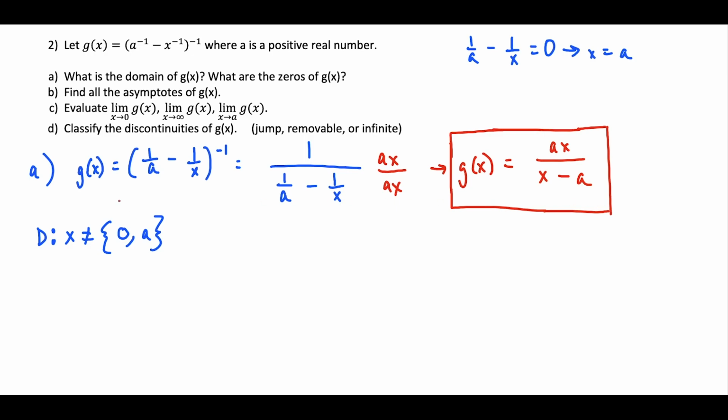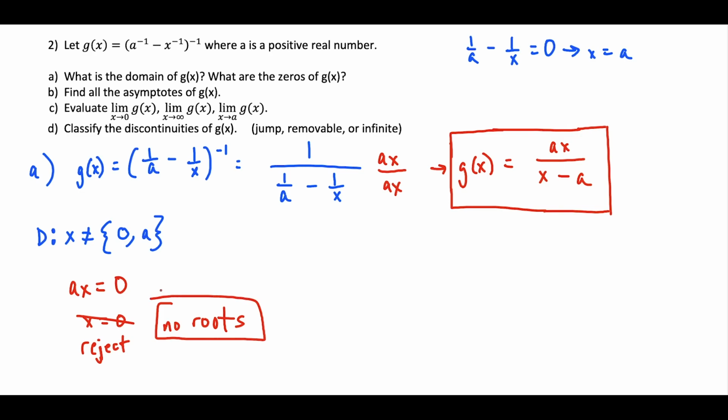And if we look here, the goal was once again to find the roots or the zeros of g of x. So if we set ax equal to 0, remember a is a positive real number, so this tells us that x would have to equal 0, but we're going to reject this. And why are we rejecting this? Well, 0 is not in the domain of the function. So that means that this function has no roots. So for our answer to part A, here's our domain. And we also have no roots for this particular function.